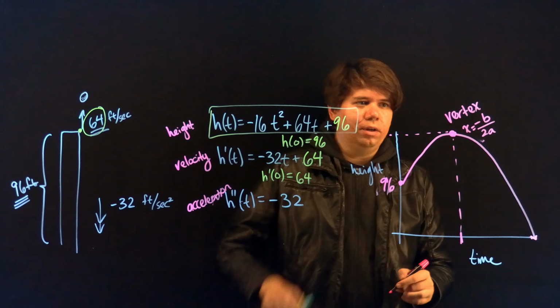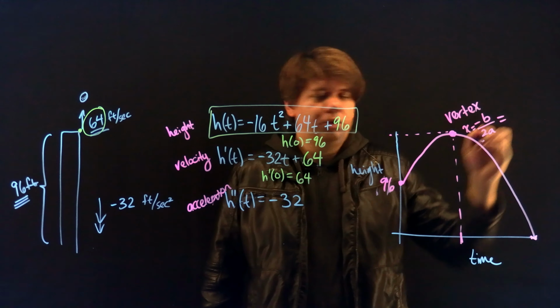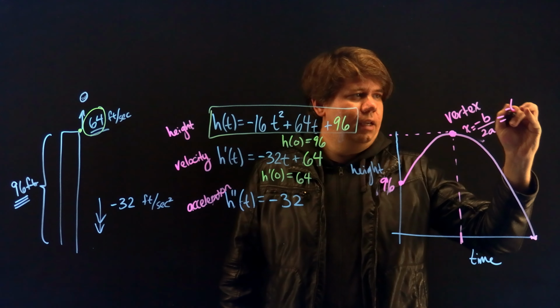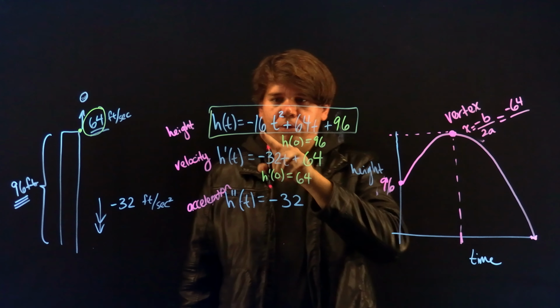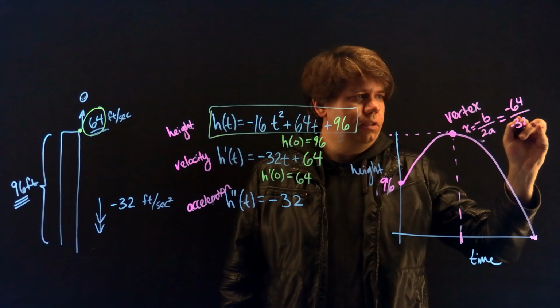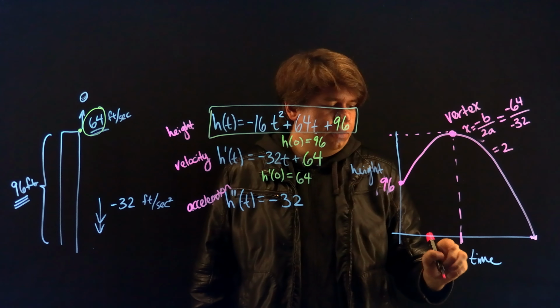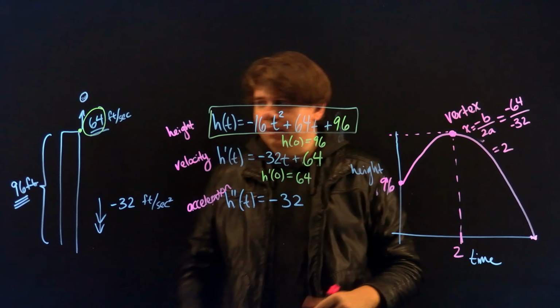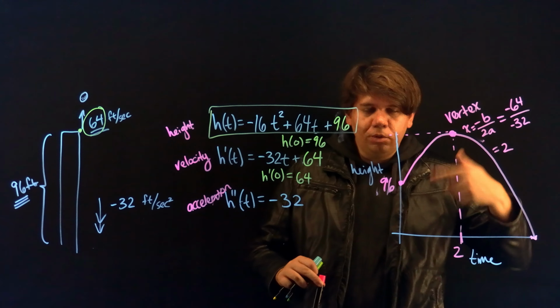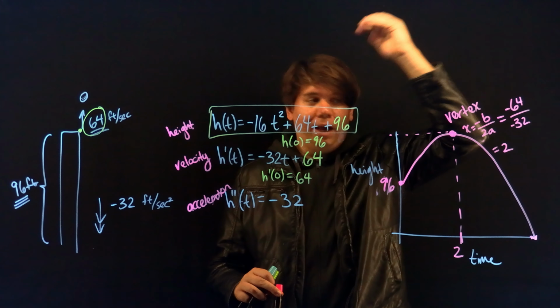So the x value of this vertex will be just negative b, negative 64, over 2 times negative 16, over negative 32. The vertex happens at x equals 2. So after 2 seconds. So you throw up the ball, 2 seconds later is when it's at its highest height.